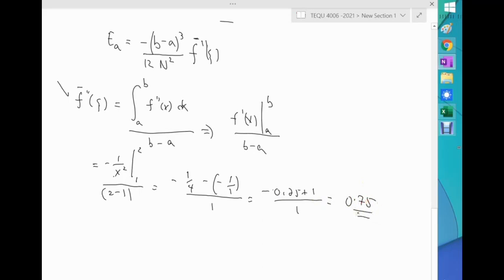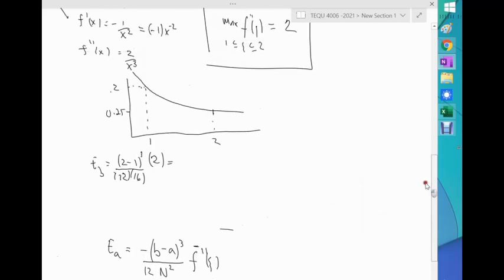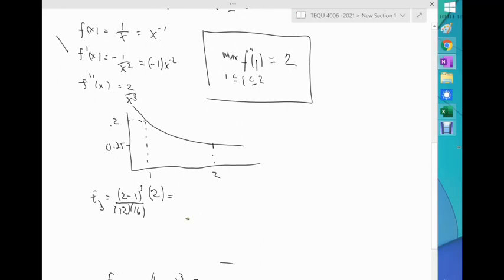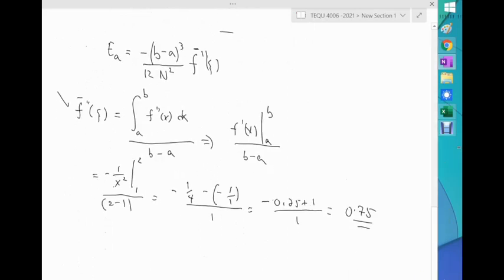Kind of different, right? From, I think that we got 2 last time for the maximum. Yeah, right here. You see, when we are using the error bound. So in truncation error, I got 0.75. So now let's calculate the truncation error by using formulas, which is an approximation. That's why I put an A here. So that would be minus b minus a, that would be 2 minus 1 to the cube.